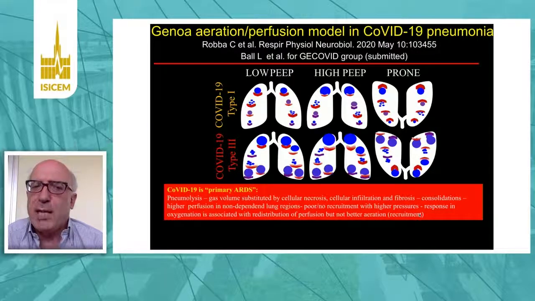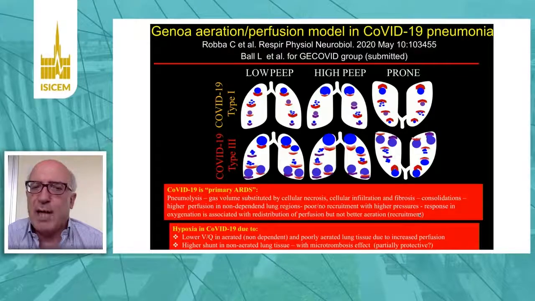So COVID-19 pneumonia is a typical primary RDS with pneumolysis, and gas volume is substituted by cellular necrosis, cellular infiltration, and fibrosis with major consolidation and higher perfusion in non-dependent parts of the lung regions with poor or no recruitment with higher pressure. Thus, the response in oxygenation is associated with redistribution of perfusion but not better aeration. Hypoxia in COVID-19 is thus due to lower VQ in aerated, non-dependent, and poorly aerated lung tissue due to increased perfusion, and higher shunt in non-aerated lung tissue with microthrombosis effect that sometimes may be partially protected.